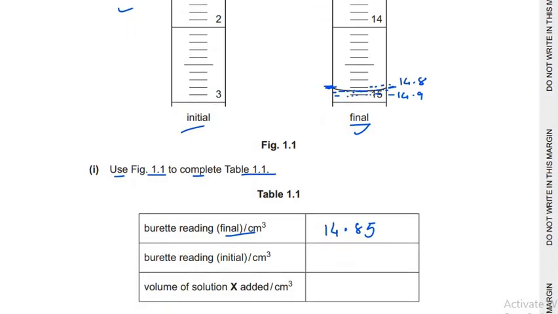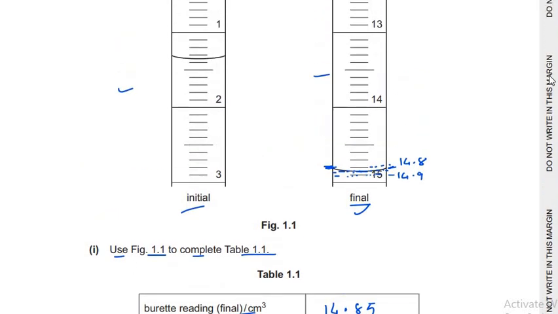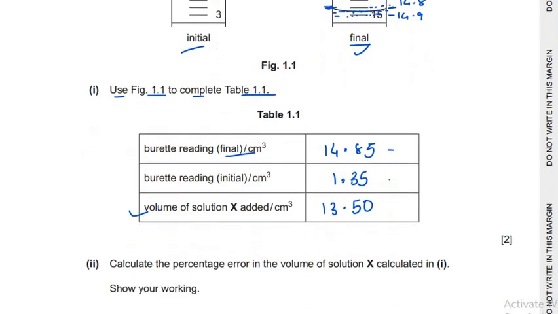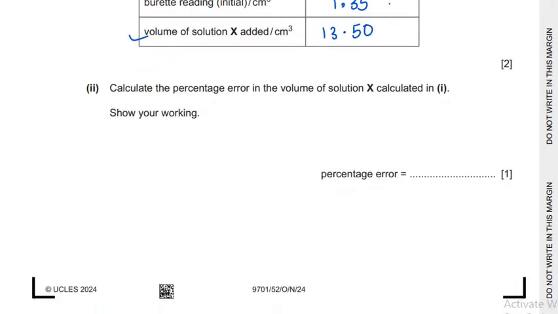Okay, for the initial reading, again it's between 1 and 2, so this is 1.1, 1.2, 1.3 and 1.4. Again the lower meniscus is between 1.3 and 1.4, so our initial reading also should be 1.35. So now if we calculate the volume of solution added in centimeter cube, that is we have to subtract this, the subtraction answer is 13.50, that is 13.50 centimeter cube. That's the difference between the initial and final readings of the burette.